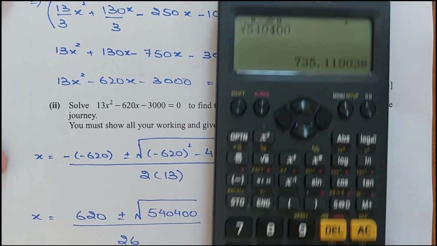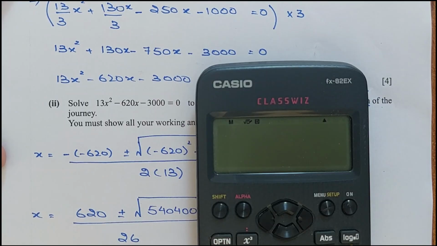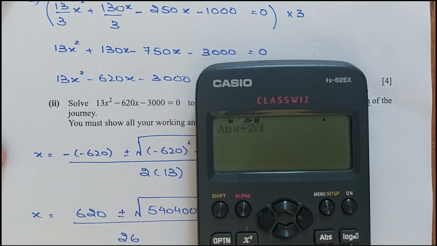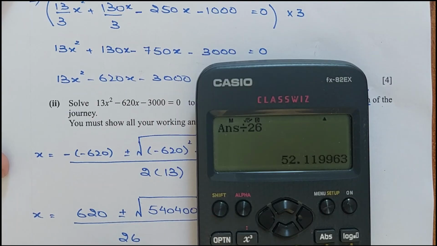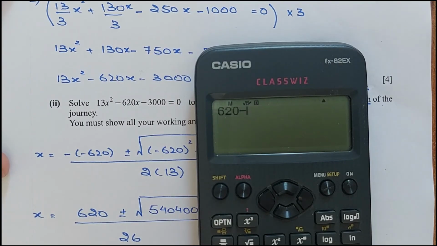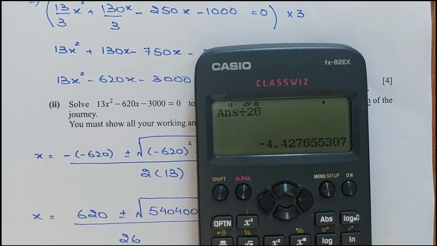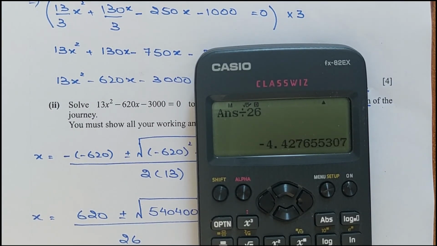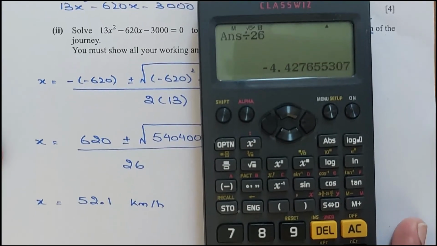All right, so let me find the two values. 620 plus square root 540400 divided by 26, 52.1 is the speed, which is kilometer per hour, and 620 minus square root of 540400 divided by 26, this is negative 4.4, and speed can never be negative, so we are not using the negative answer, so we have to deal with the positive one.